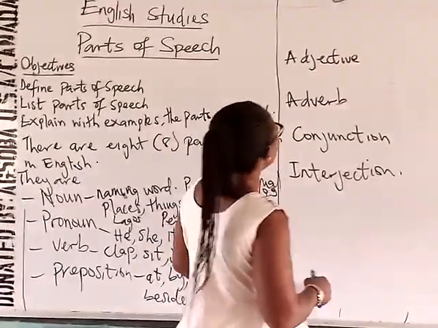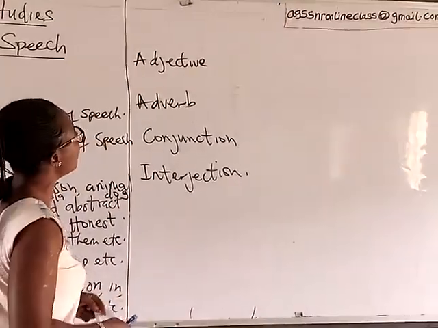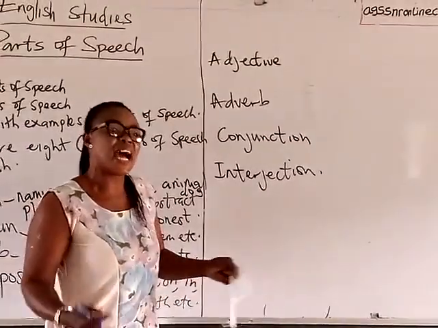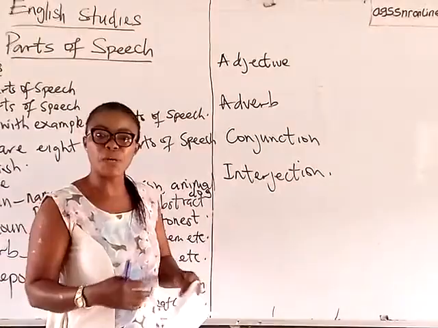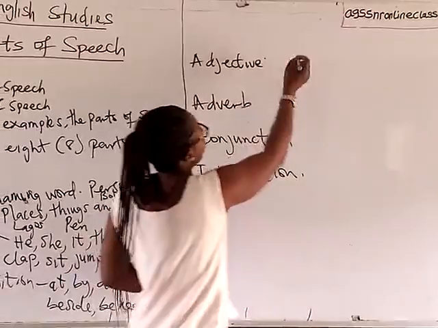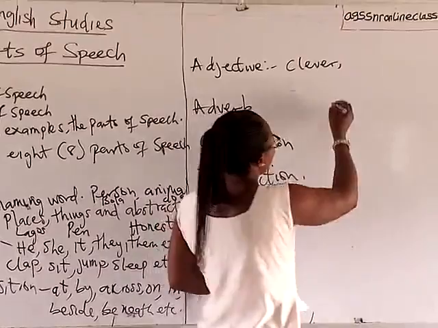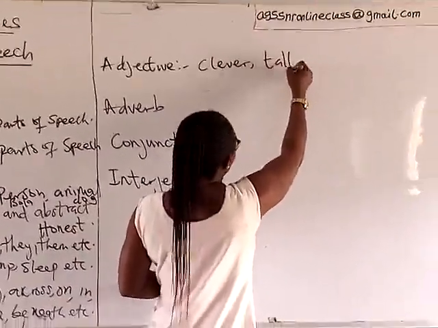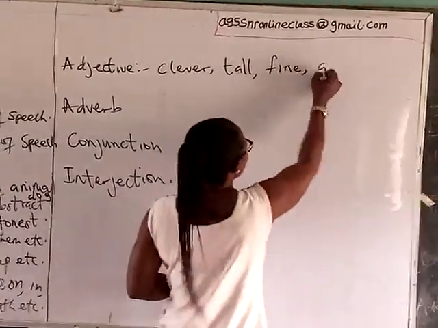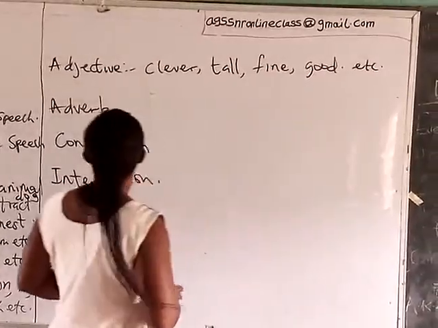From there I move to adjective. What is an adjective? In the English language, an adjective qualifies a noun or a pronoun, or we can say it adds meaning to a noun or pronoun. For example, we can have clever, tall, fine, good, etc.